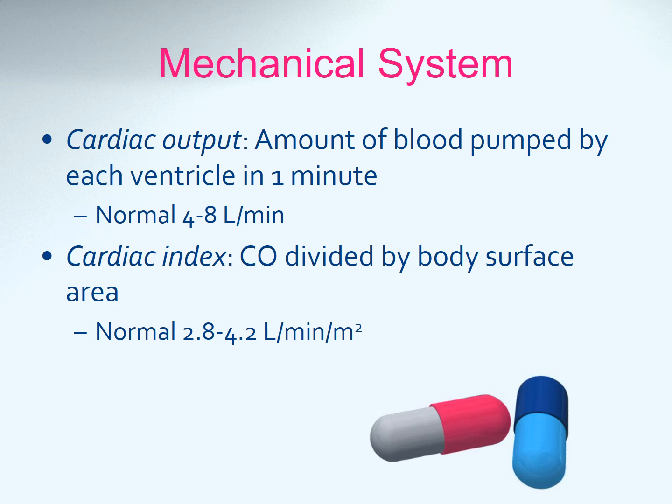Your cardiac output is the amount of blood that is pumped from each ventricle in 1 minute. Normal is 4 to 8 liters per minute. Cardiac index is the cardiac output divided by the body surface area, and normal cardiac index, or CI, is 2.8 to 4.2 liters per minute per meter squared.